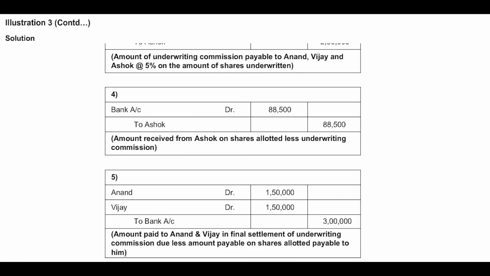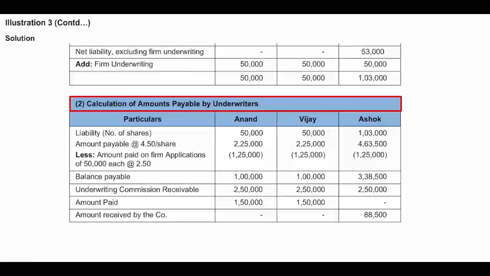The calculation of the amount payable by the underwriter is also given in working note number 2. You can also refer to that for more clarification.